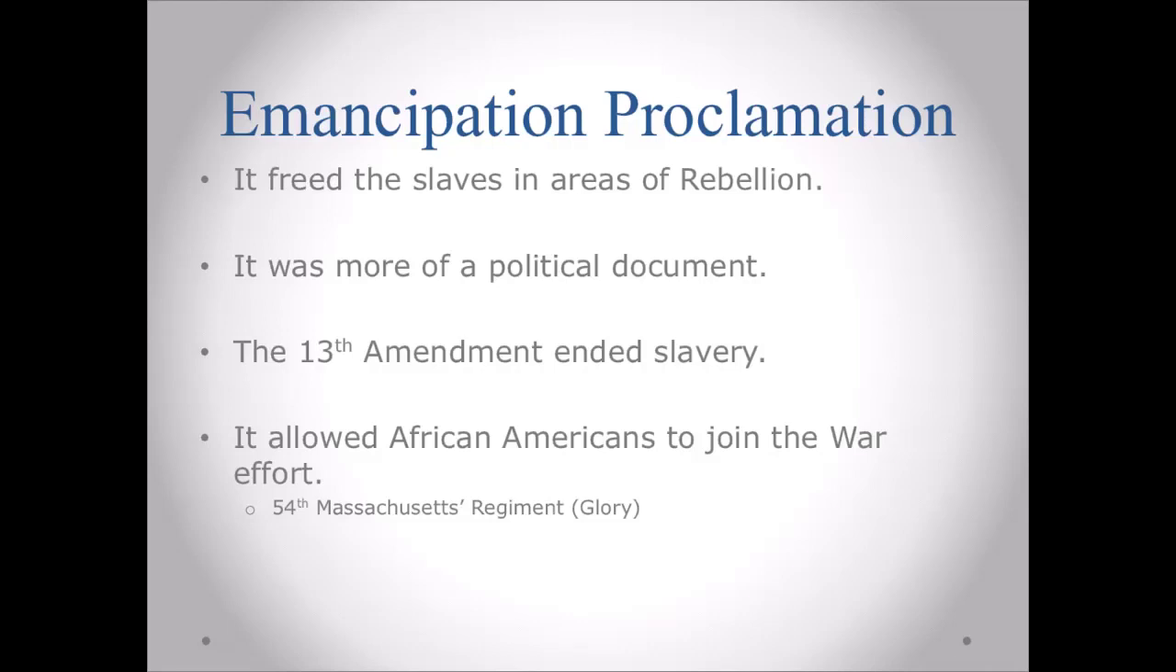The 13th Amendment is what really ends slavery. The Emancipation Proclamation also allows Northern soldiers, as they go through the South, to emancipate slaves as they're going through, but it doesn't free all the slaves. For example, it doesn't free slaves in Maryland, Kentucky, Delaware, and Missouri. Those states are able to keep their slaves because they're not in rebellion against the North. Another huge thing that it impacts is it allows African Americans to join the war effort. The most famous of those units that joined was the 54th Massachusetts Regiment from the movie Glory.